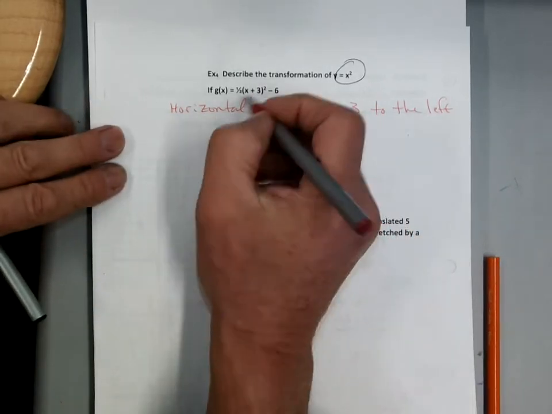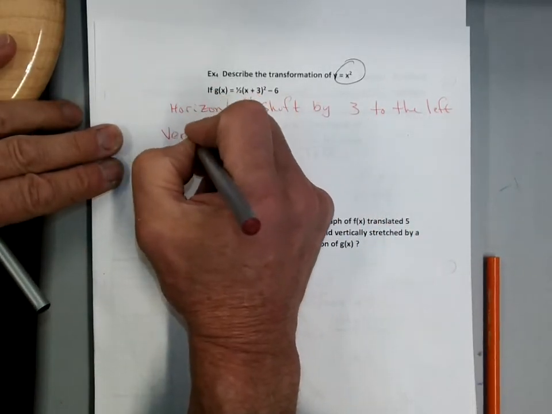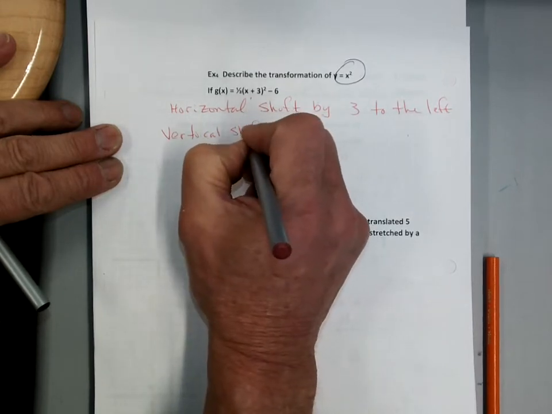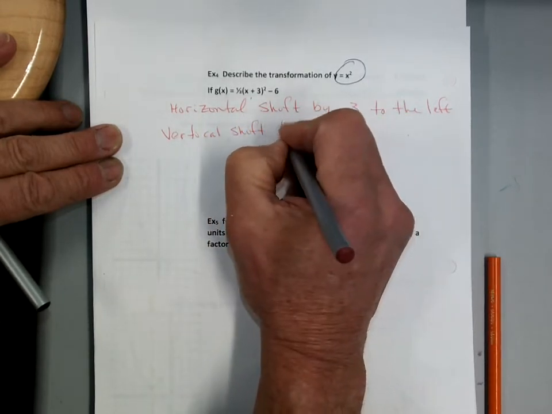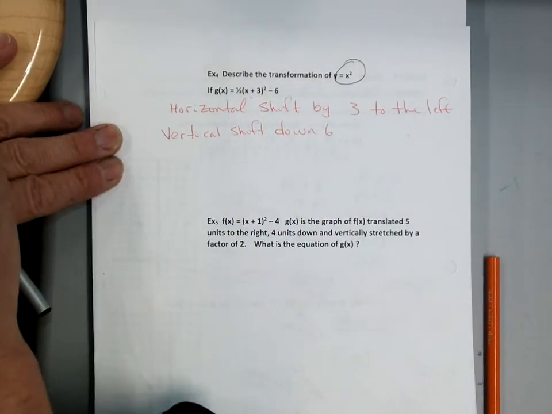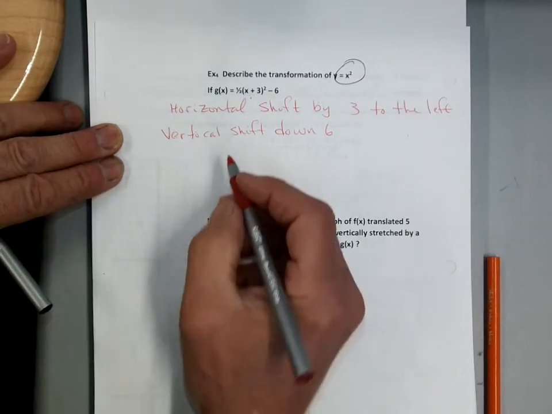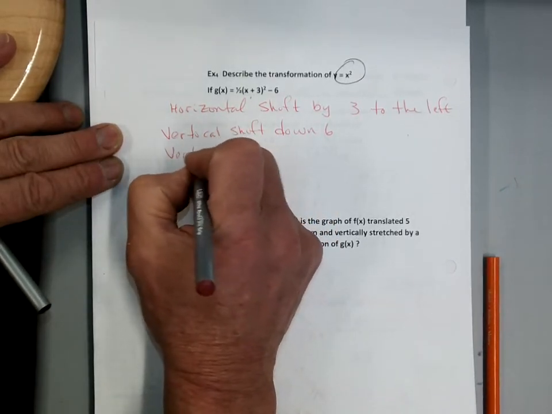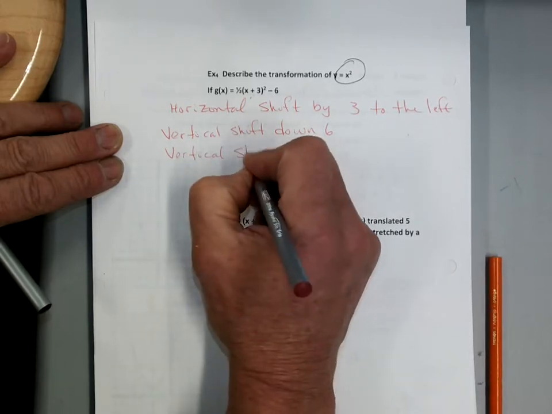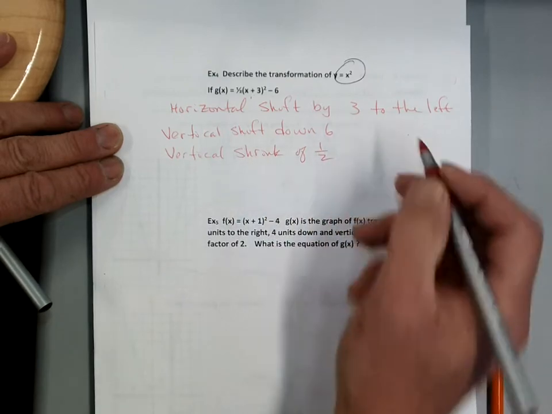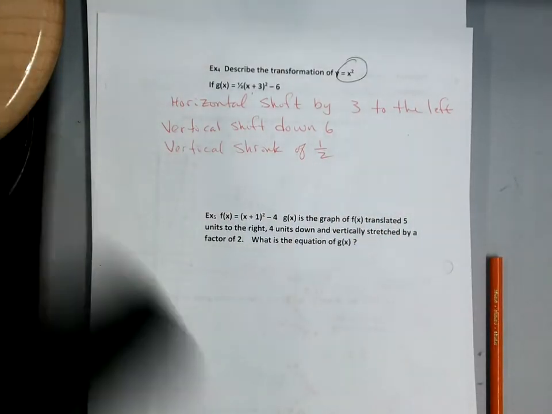And I did a vertical shift down 6, because that's my -6, right? And I did one more thing. I did a vertical shrink of 1/2. Okay? So I want to show that to you.